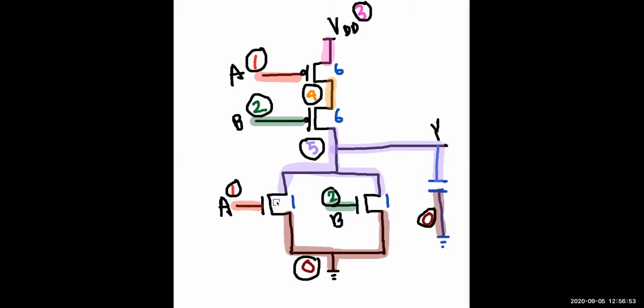Next one is MNA. Drain, gate, source, body. What is the drain? Drain is 5, right? Drain 5, gate 1, source 0, body 0. Next one, MNB: drain is 5, gate 2, source 0, body 0. Okay. Now the VDD. VDD will be what? 3 0 5, right?